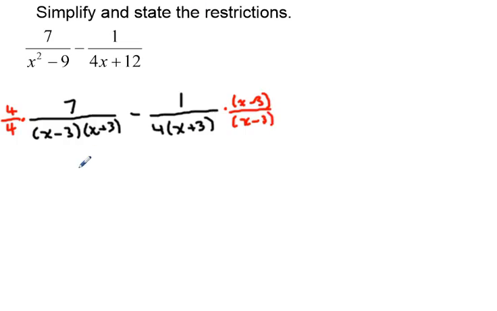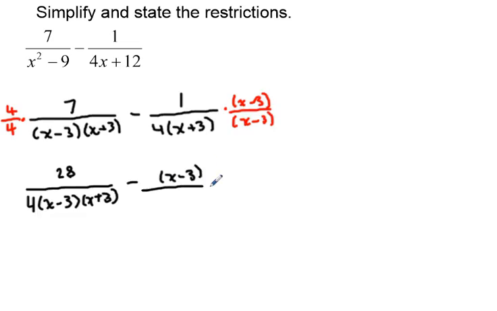So doing that, I've got 4 times 7 is 28. And then I've got that denominator of 4 outside of x minus 3 and x plus 3. There's my second rational expression here. I've got 1 times x minus 3, which is x minus 3. And I get that common denominator of 4 outside of x minus 3 and x plus 3.